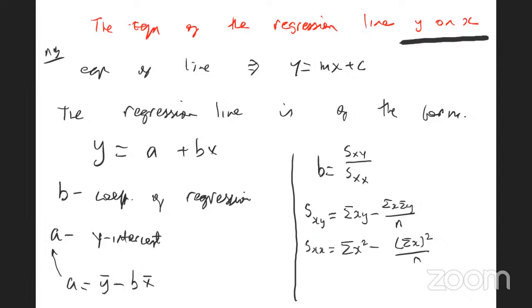So remember, when we use Y on X, the question will say, find Y on X, or they will tell you that X is the independent and Y is the dependent variable. I'll make a note of that so you remember. This is the independent.